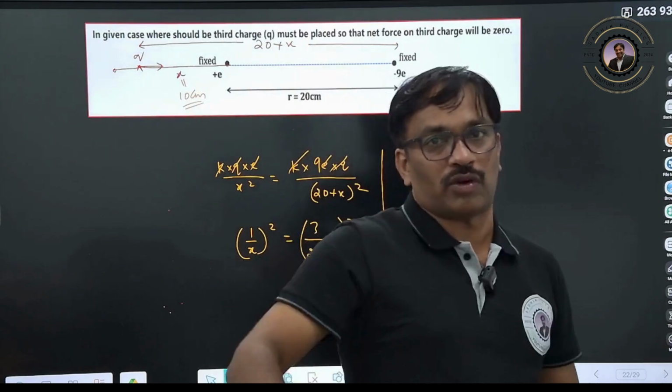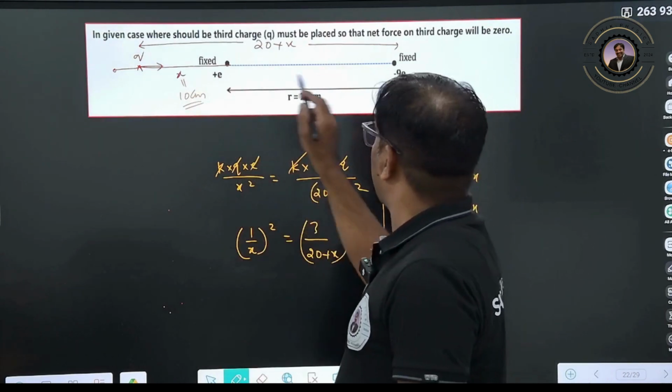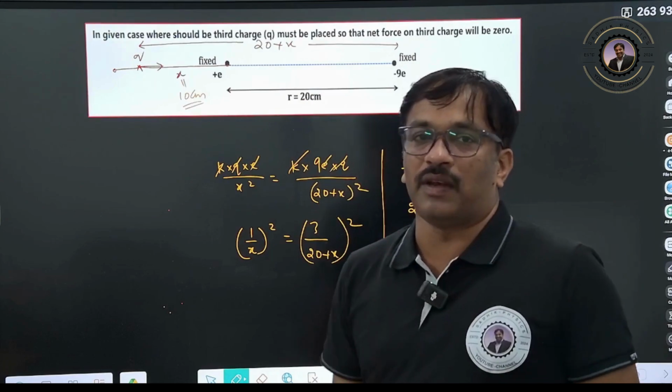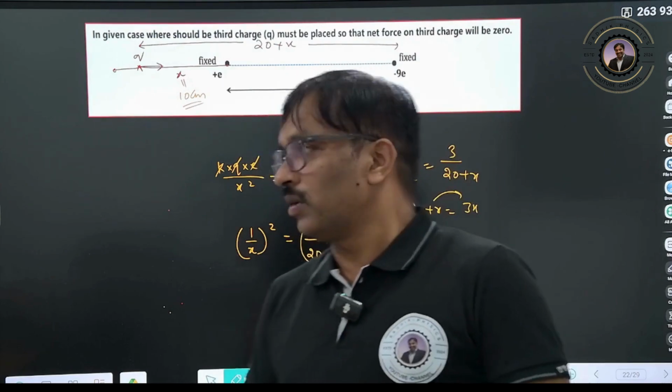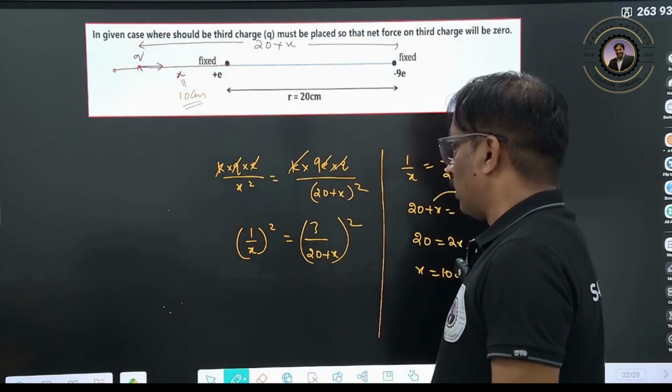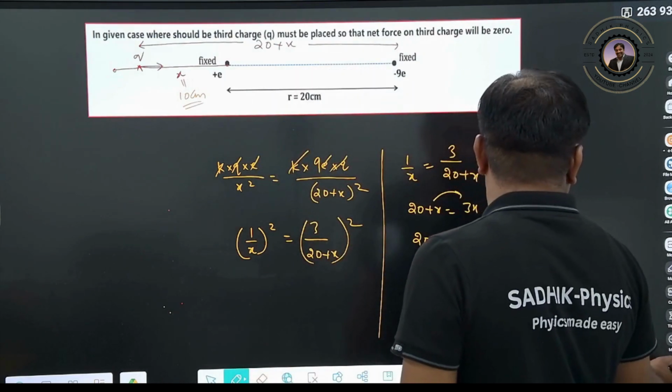So also do this question, no? Suppose here it is plus and this also plus, no? So plus and plus, therefore the charge you have to keep in between them, so that you will get the null point, right? So this is one of your new learnings, no?